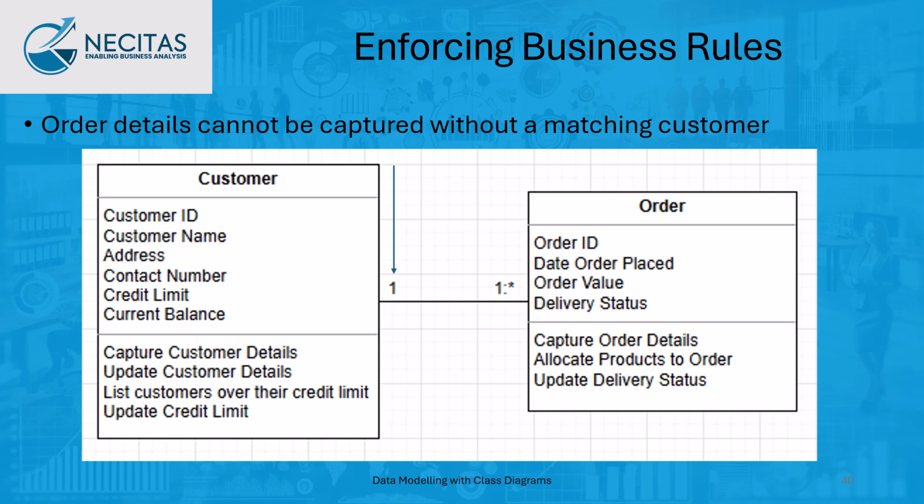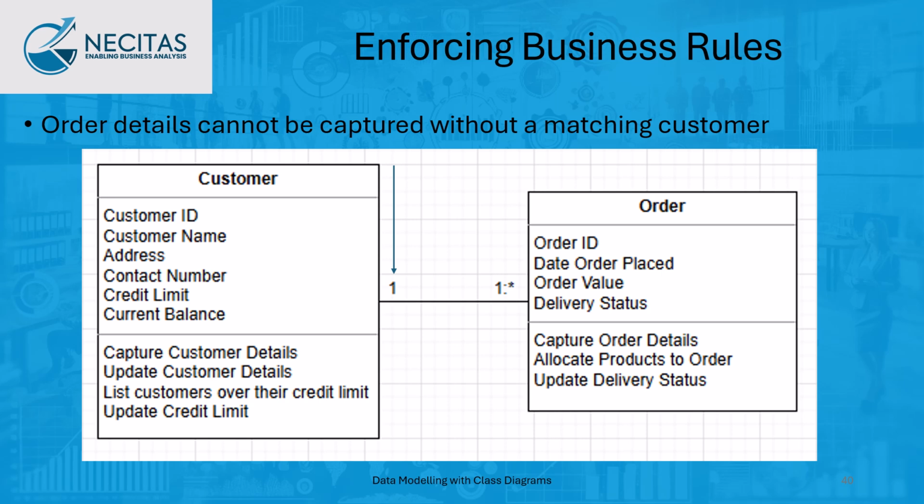Now let's examine the one against the customer class. The one against the customer class specifies that each order must be associated with exactly one customer. If a database was built to enforce this rule, it would not be possible to capture or record the details of an order unless it was matched to an associated customer.